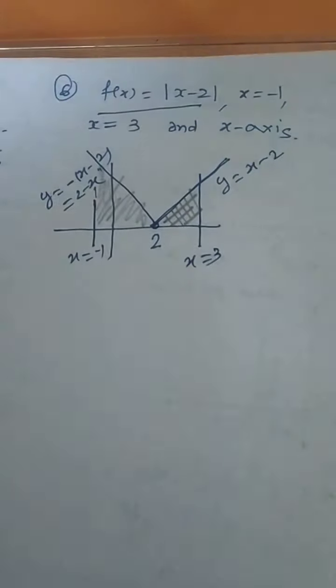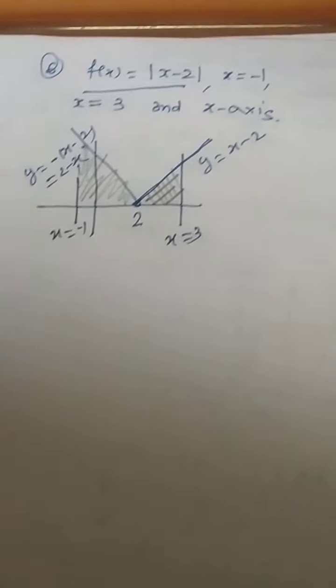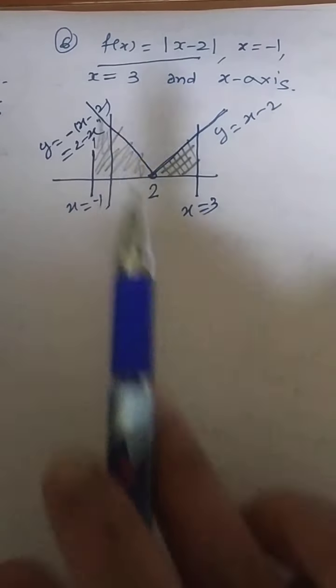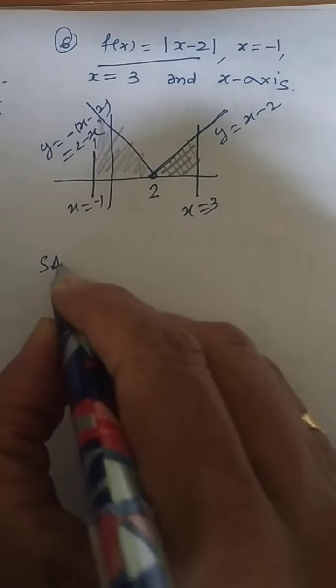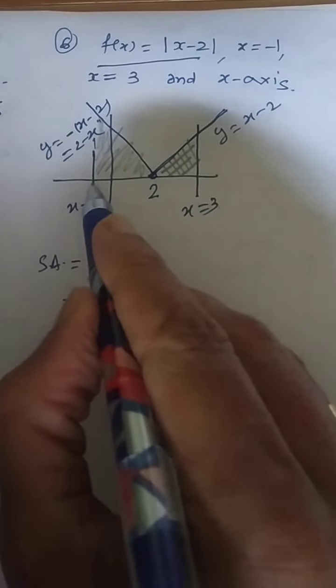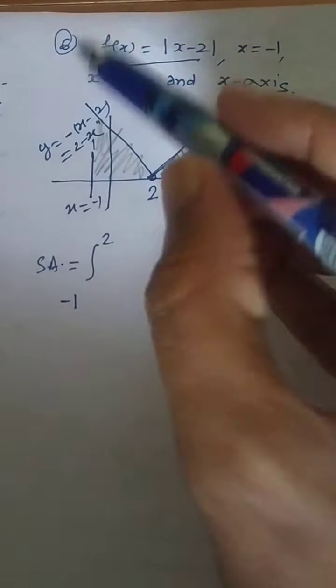Now there is a particular type of shading I have done in this particular question. Over here mesh type, and this is like this. The intention is the shaded area, if you want to find out, then from minus 1 to 2, the area is bounded by this line whose equation is 2 minus x.